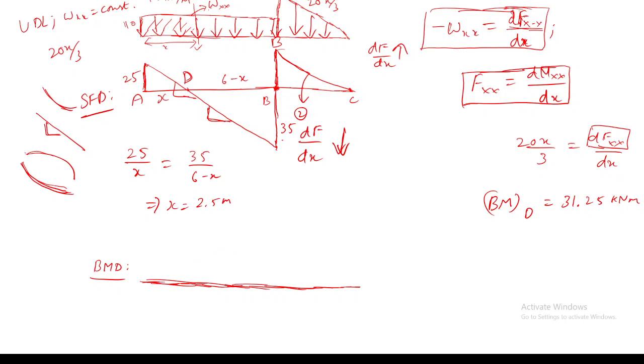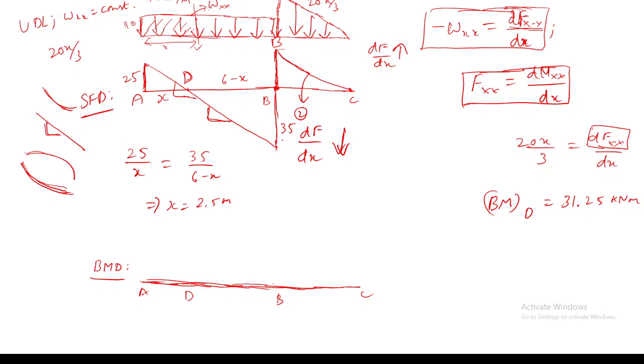So then what will be the variation from A to D? For example, here I have to write A, then corresponding to this D point I have to write D, then corresponding to B I have to write B, and then here C. Now can you draw what will be the bending moment variation from A to D?